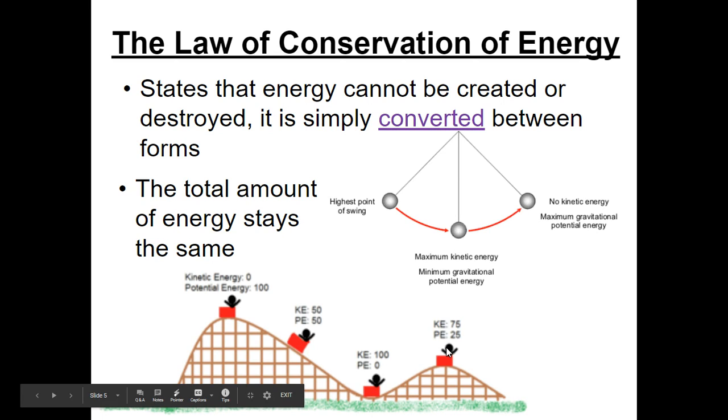I start to go back up the hill, and I lose some of that kinetic energy again, but I gain potential energy because I go up to a smaller hill. But again, my total amount of energy is still 100. Law of conservation of energy. Energy cannot be created or destroyed. And our total amount of energy is always going to stay the same.